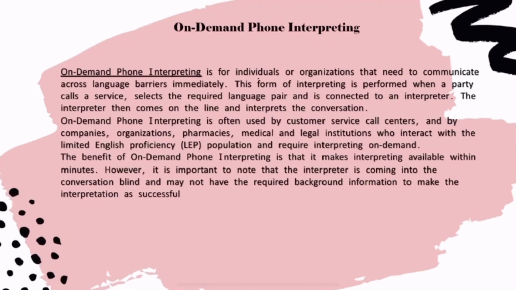On-demand phone interpreting. On-demand phone interpreting is for individuals or organizations that need to communicate across language barriers immediately. This form of interpreting is performed when a party calls a service, selects the required language pair, and is connected to an interpreter. The interpreter then comes on the line and interprets the conversation.